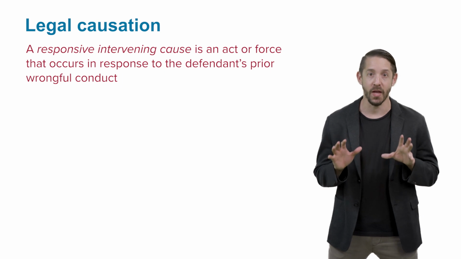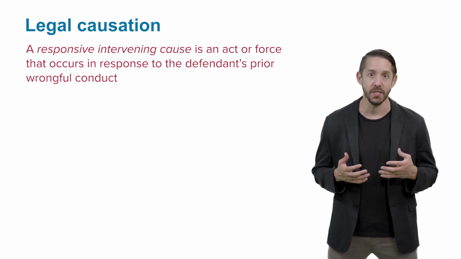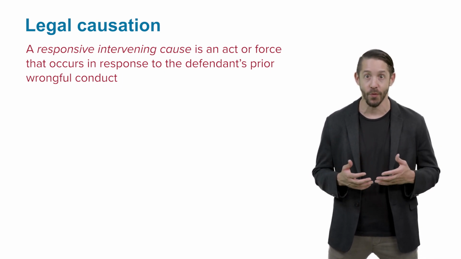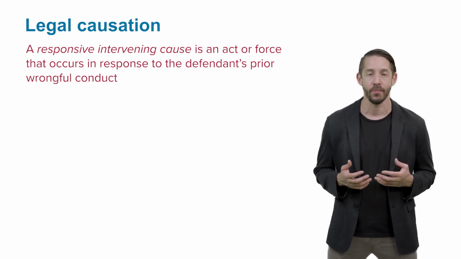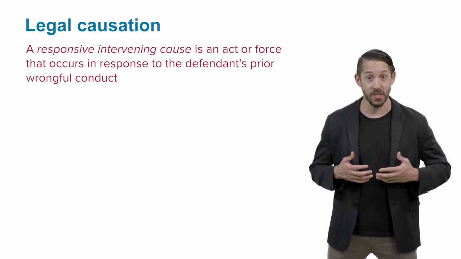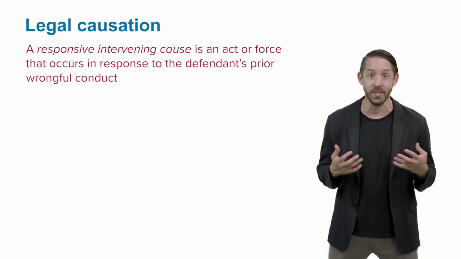These responsive intervening causes present a challenge to causation analysis when they aggravate rather than mitigate the harm caused by a culpable actor like David. So for example, imagine that Victor runs into the street and then tumbles over a bridge to his death.